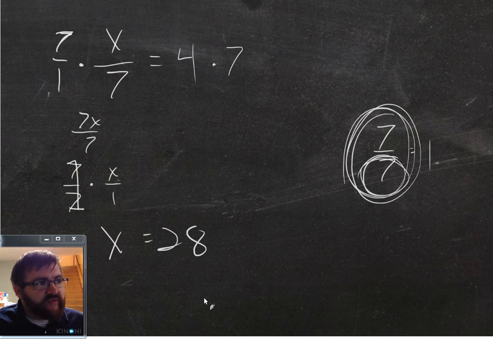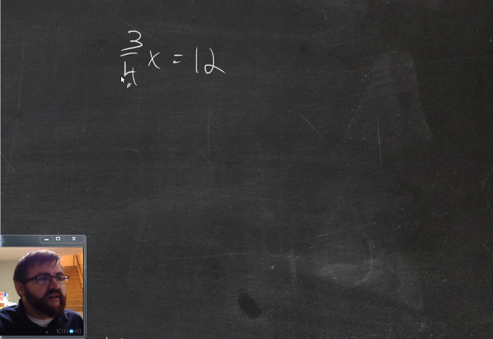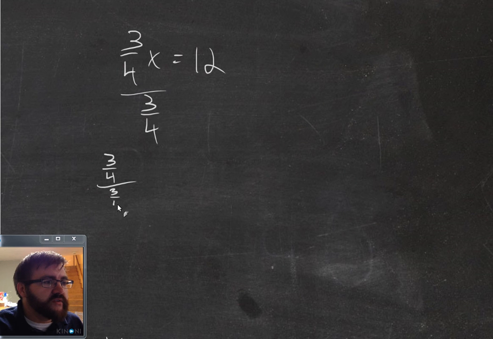So even with 3/4 x equals 12, I still need to understand that something divided by itself is 1. How do I make that happen here? Why can't I divide by 3/4? A lot of you want to divide by 3/4. That absolutely is correct, because this is now 3/4 over 3/4 times x over 1, right? And 3/4 divided by 3/4, anything divided by itself is 1, and so we have x, right?